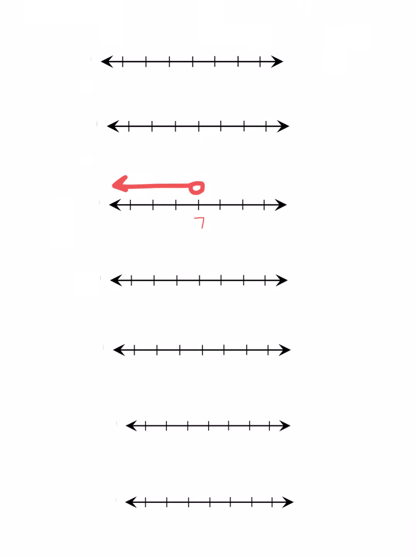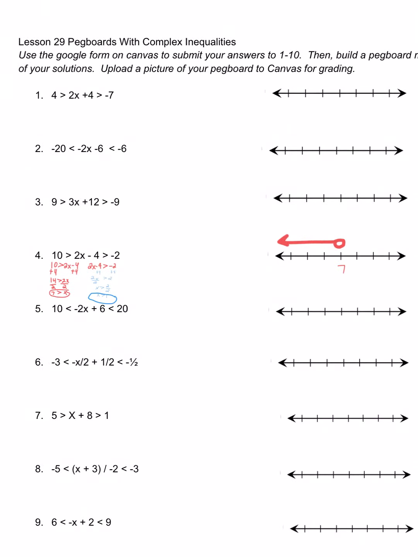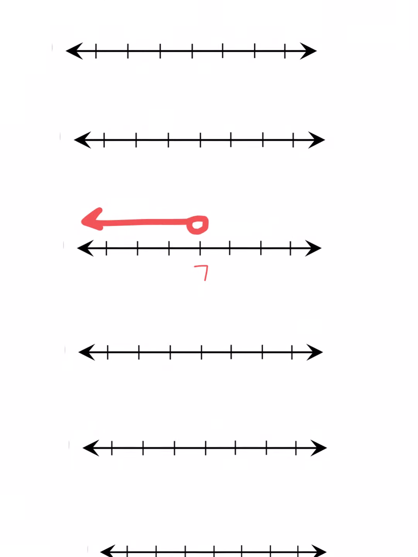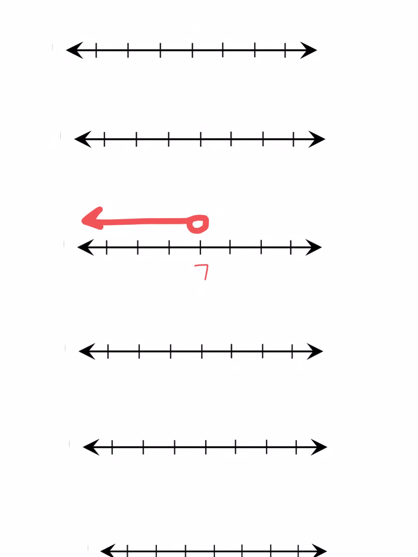It's x is less than 7. And then we have x is greater than 1. So in blue, let's grab 1. Let's say this is 7. Let's say this is 6, 5, 4, 3, 2, and 1. So if x is greater than 1, open circle going this way.